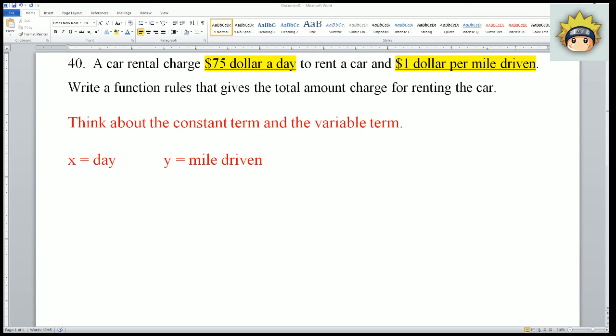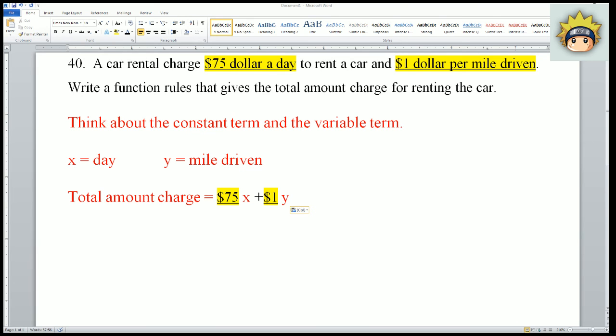So the total charge is going to be $75 right here. Let's put the $75 a day. We don't know what day, so we put the x right here. Plus, and that's what "and" means. Plus $1. Here's the $1. Let's drop the $1 here. y miles, per mile driven. Here you go. So that would represent this. This would be the function rule for this.